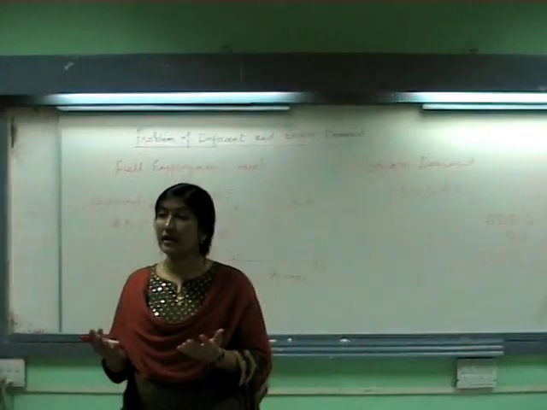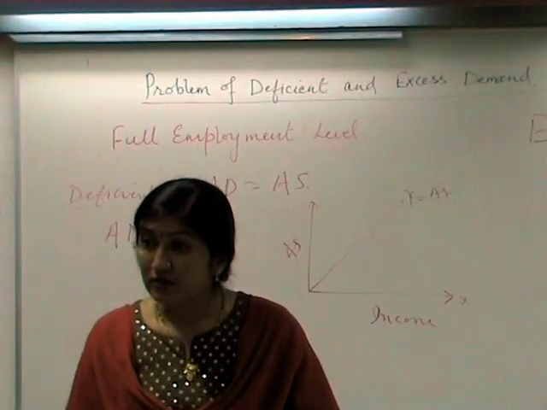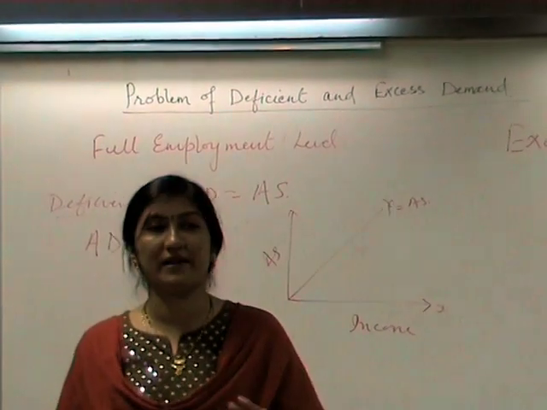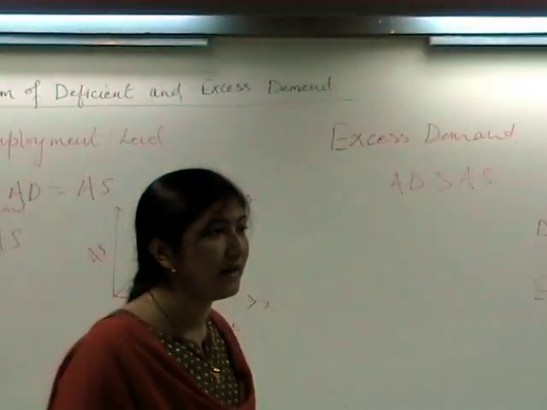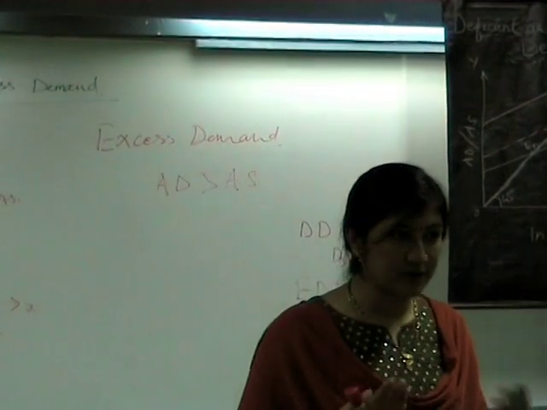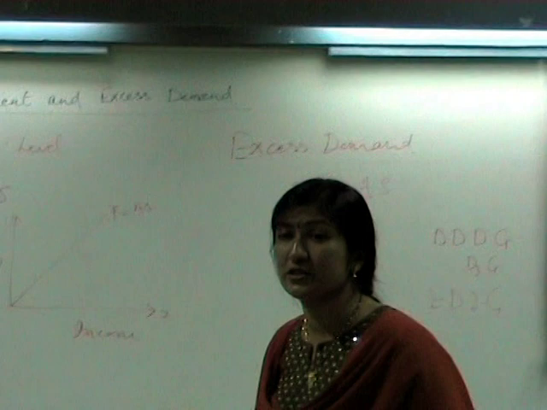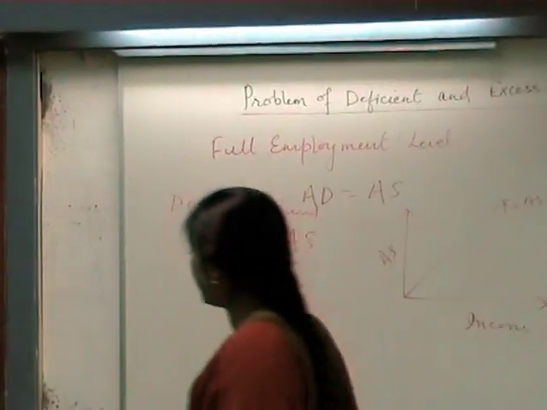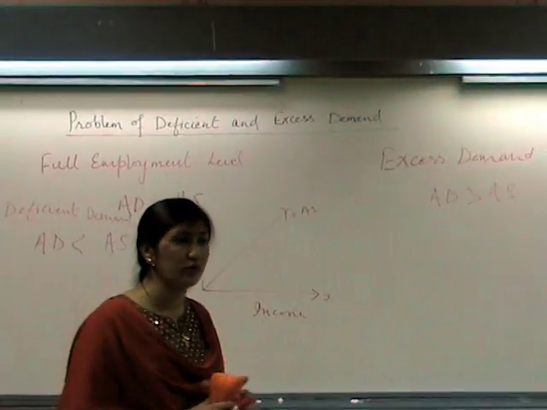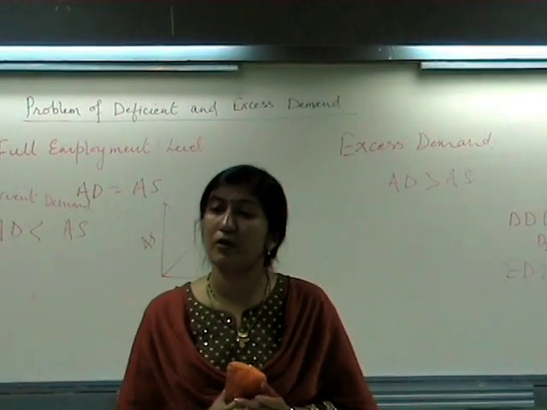It can only be called an equilibrium when AD and AS meet at the full employment level. Where do they meet? Full employment level. And it hardly happens in the economy that they meet at full employment level. Shall I proceed now? So what measures is the government adopting to improve the situation of excess demand and deficit demand? There are two ways which the government adopts. We will concentrate on two only. One is the fiscal measure, another is the monetary measure or monetary policy.